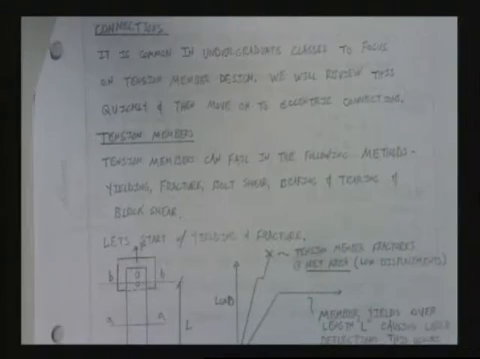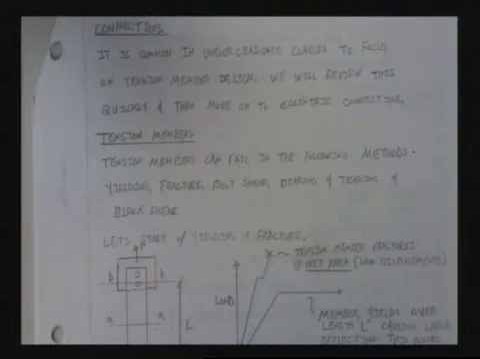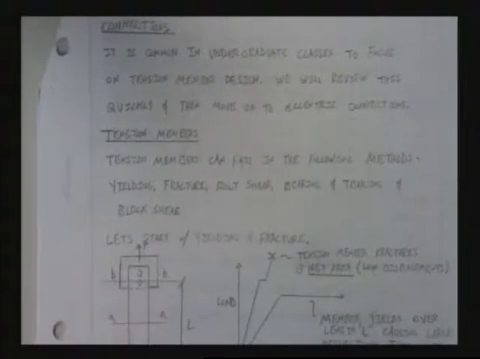It's very common in undergraduate classes to focus on tension member design. Well, we're going to review this quickly and then move on to eccentric connections. Tension members can fail in the following ways: yielding, fracture, bolt shear, bearing and tearing, and block shear. These are all things in tension that you're going to be expected to know and check every single time you have a connection that you are checking and designing. If you have not done all 5 of these checks previously, then you better pay attention and work a little harder, okay? Because the majority of the class has seen all 5 of these checks previously.